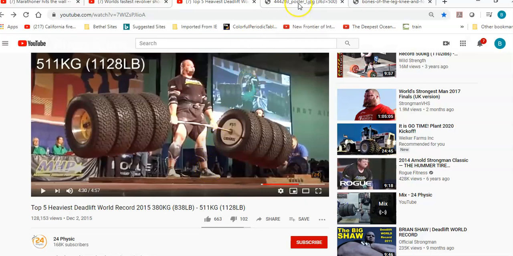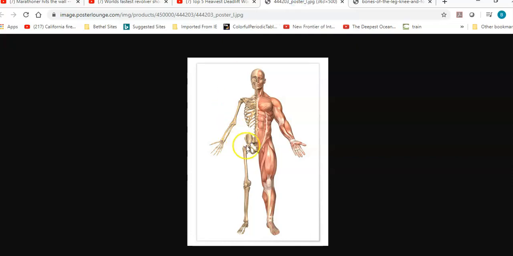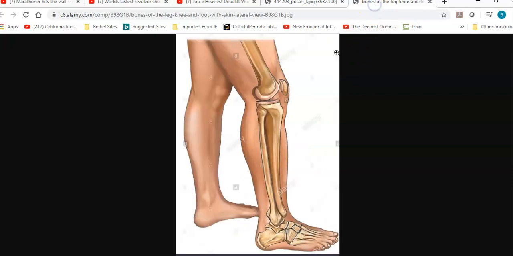But if you consider what's going on in his body, this is the musculature and the bones. But look at the bones. All that weight is being lifted and supported by little joints here, one on this side, one on the other. Or if we go down here to the lower leg, I'm going to zoom in on that lower leg.